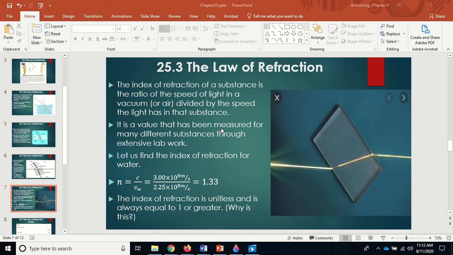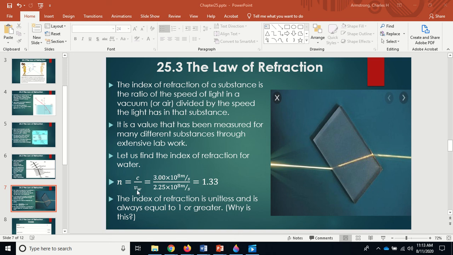Okay, the index of refraction of a substance is the ratio of the speed of light in a vacuum, that's 3 times 10 to the 8th meters per second, divided by the speed the light has in that substance. It is a value that has been measured for many different substances through extensive lab work. So we have the index of refraction for a whole ton of stuff. Let us find the index of refraction for water. So index of refraction n equals c over v_w, the velocity of light in water. It's a ratio of the speed of light, c, divided by the speed light has in that substance.